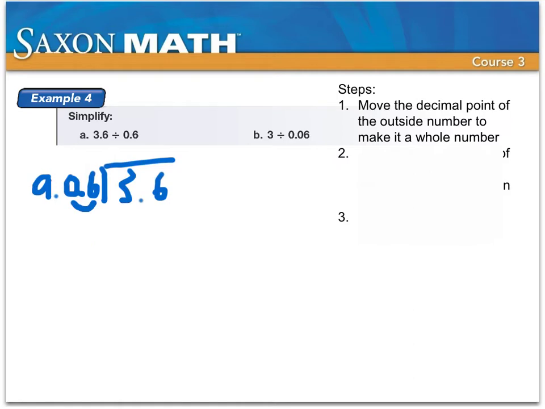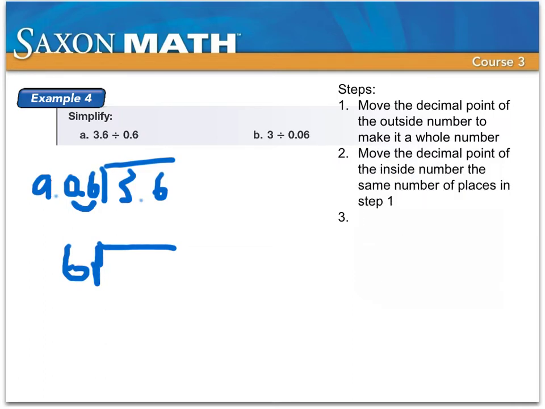Okay, and I'm actually going to rewrite this down a little more. And I'm going to go ahead and completely rewrite the problem. Okay, so I'm moving this one place to the right to make it 6. Then step 2 says you have to move the decimal point of the inside number the same number of places you did in step 1. Well, here I moved it one spot to make this go right behind the 6 to make it the whole number 6. So now I've got to move this one spot over here. That's going to make that 36. Okay? So 3.6 divided by 0.6 is the same as 36 divided by 6. So I only have to move the decimal place one time. And now I'm going to just divide this. 36 divided by 6 is 6. So my answer is 6.